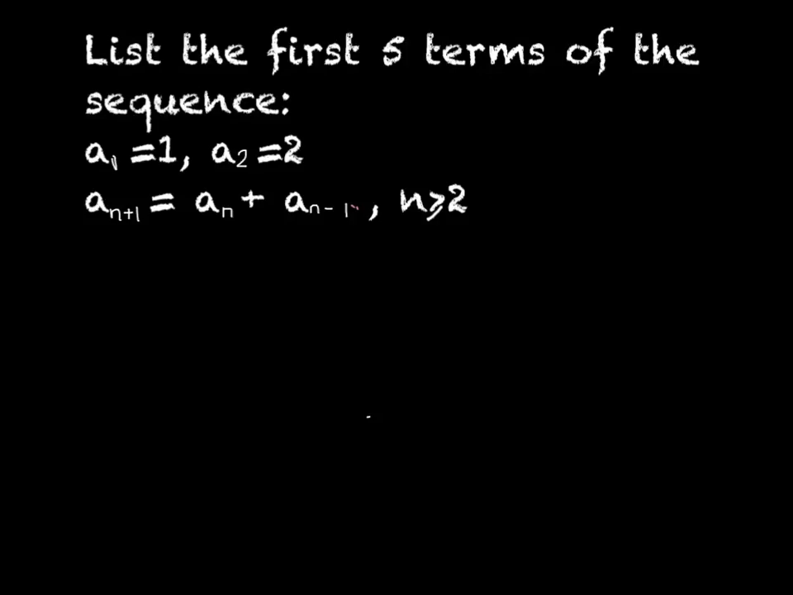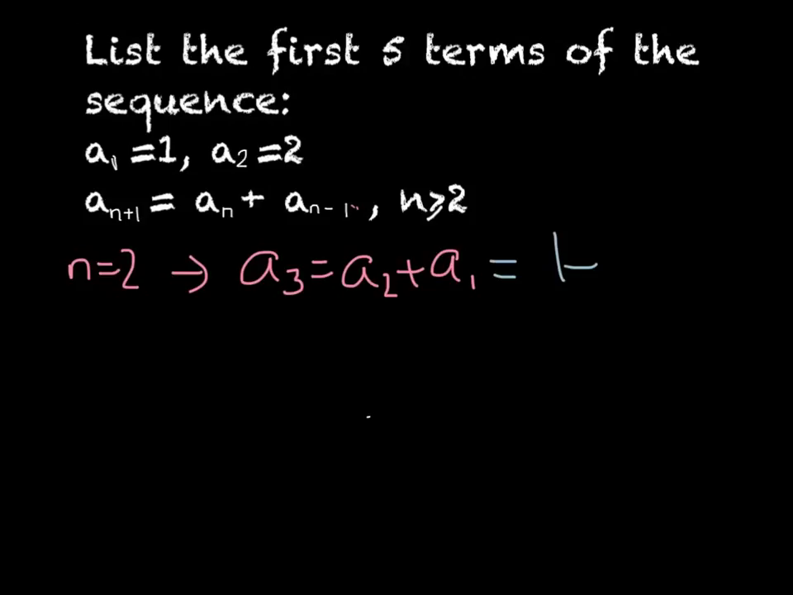So let's just start by plugging in n equals 2. Then that means that a3 equals a2 plus a1. Since we're given a2 and a1, we can just plug those in. So that means that we have 3.